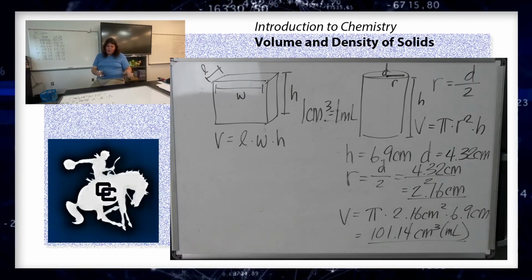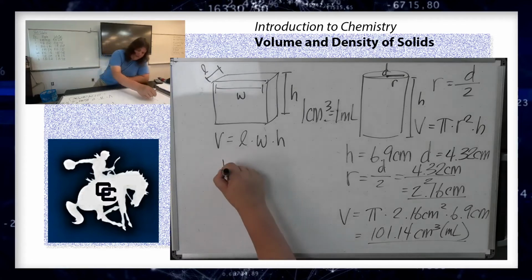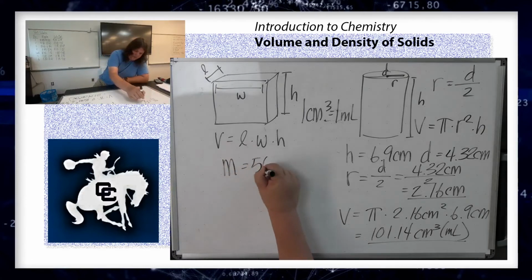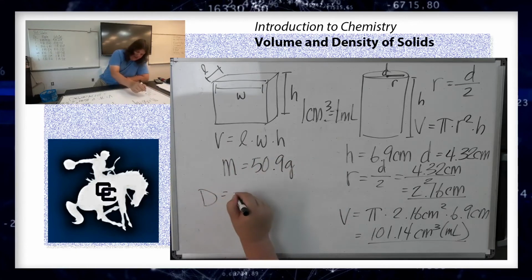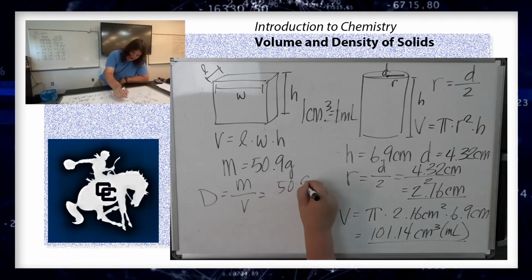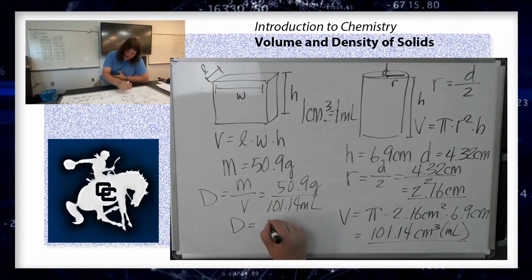Like last time, if we wanted to find density, we could do that for sure. For example, let's say the mass was 50.9 grams. To find the density, it's mass over volume, 15.9 grams up top, my volume at the bottom, 101.14 milliliters, and my final density is going to be 0.550 grams per milliliter.